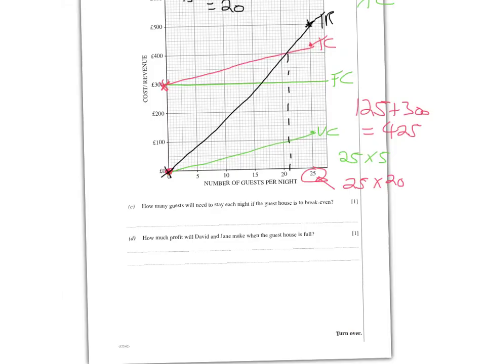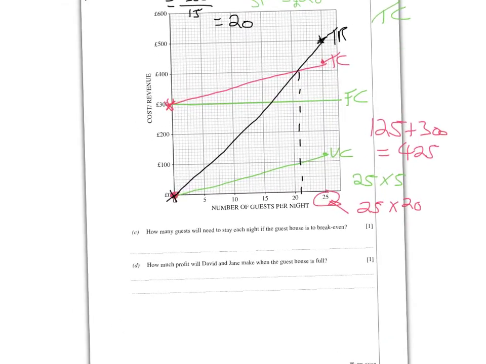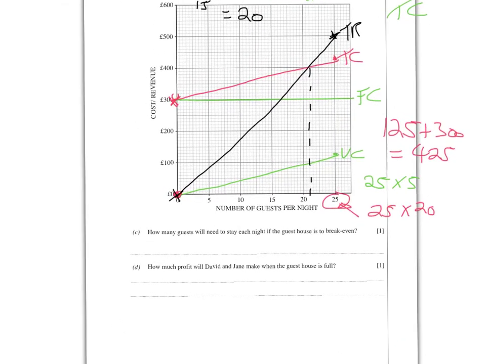Right, the last question, which is still worth a mark. How much profit will he make if the guest house is full? Now, 25 is his full guest house. At that point, his costs are, if you look up here, his costs, if I'd done it right, were 425. And his revenue was 500. So how much profit would he have made? He'd have been making £75 profit if his guest house was full.